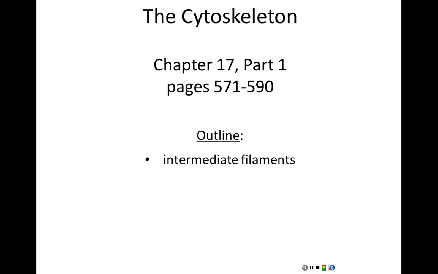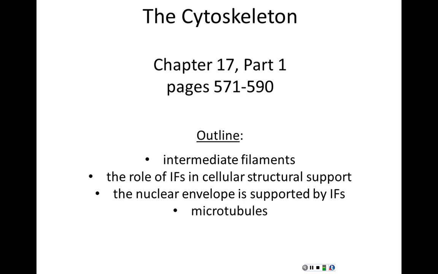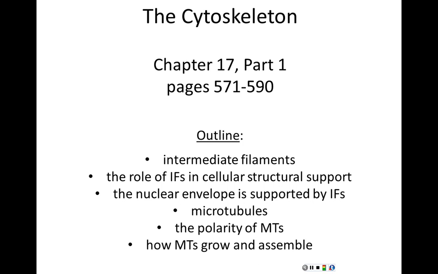Today we're going to talk about only two components of the cytoskeleton. We'll start our discussion with the intermediate filaments. We'll talk about the role of intermediate filaments in structural support of the cell, as well as how they help support the nuclear envelope. We'll then move on to microtubules. We'll talk about microtubule polarity. There's two different ends or two different sides to a microtubule, and that plays a very important role in their function. We'll discuss how microtubules grow and assemble into filaments, and how microtubules are used to organize the interior of the cell.